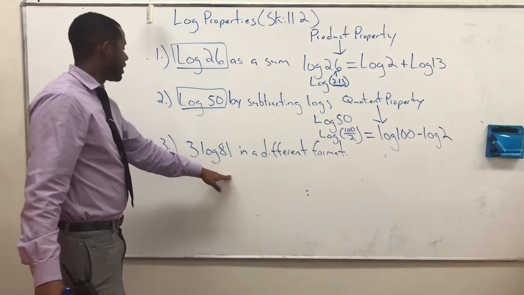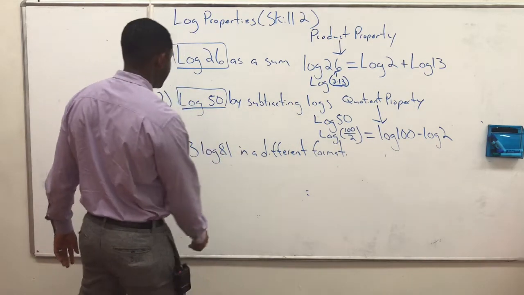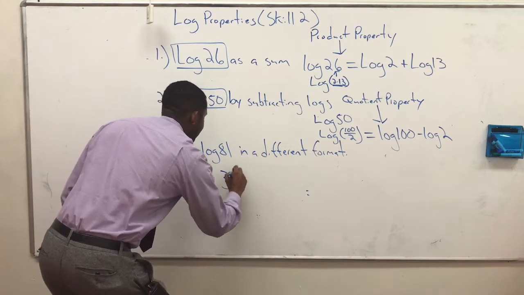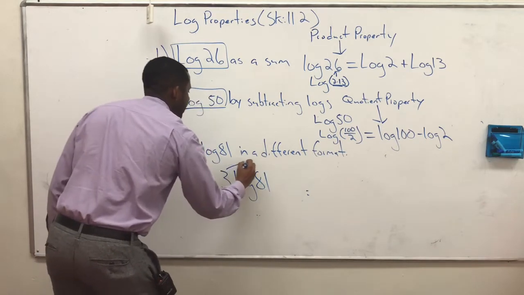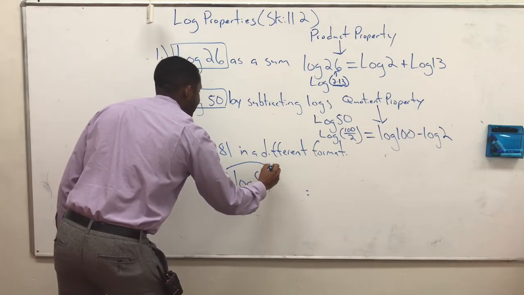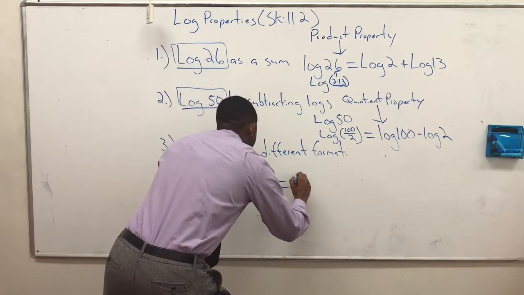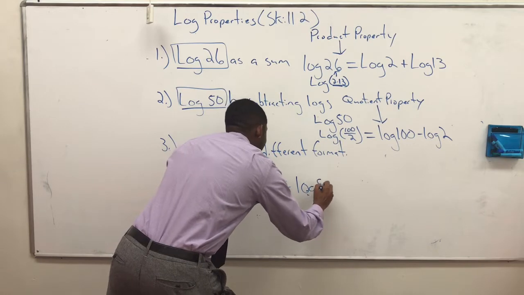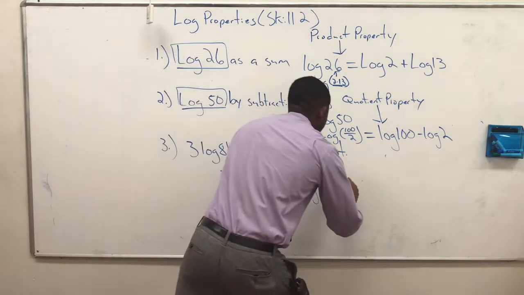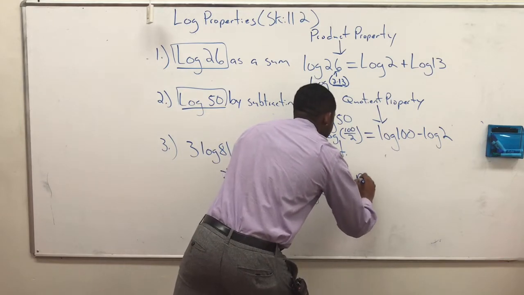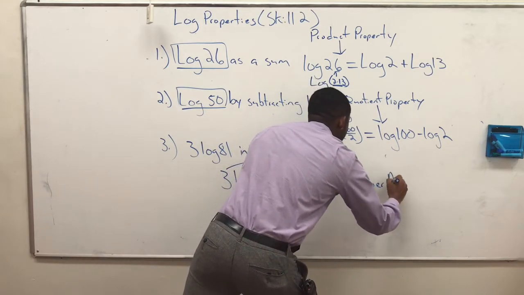Now, 3 times the log of 81 in a different format. I don't remember the name of this property off the top of my head, but if I take 3 log 81, I could always flip that to there. So that's the same as the log of 81 to the third. Oh, it's the power property, right? And this is the power property.